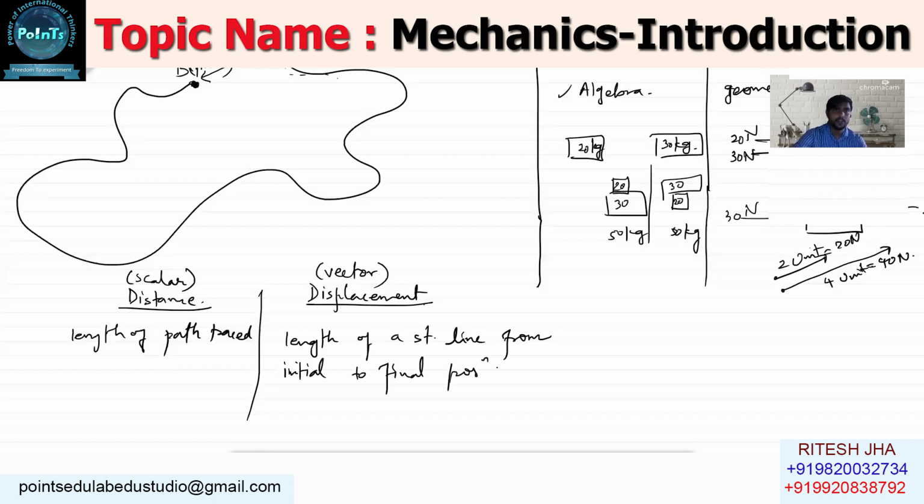Basically, you're going from point A to point B. So that is the straight line, and the length is the magnitude. And when you're saying from initial to final, you are showing the direction also. So it is having magnitude and direction. That's why we call it a vector. And distance is having only the magnitude, so this is a scalar. You're getting it, right?